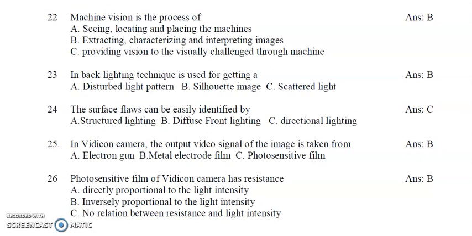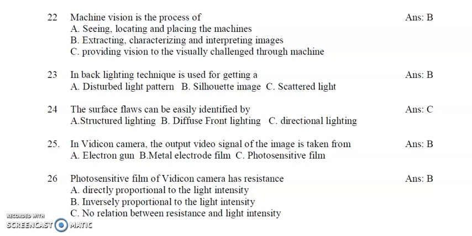So far we discussed sensors. The next part is machine vision. So question 22. Machine vision is the process of A, seeing, locating and placing the machine, B, extracting, characterizing and interpreting images, C, providing vision to the visually challenged through machine. Okay. So the answer is B.